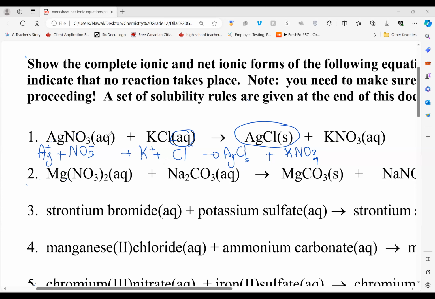Yusuf, what did I do wrong? Miss, the equation is already balanced. Yeah, it's balanced, but I have to complete it. I have to write it in the ionic equation, in the ionic form. I wrote the silver nitrate because it's aqueous. I wrote the potassium chloride because it's aqueous. I cannot write the silver chloride as ions because it is a solid. You have to separate the potassium and the nitrate.